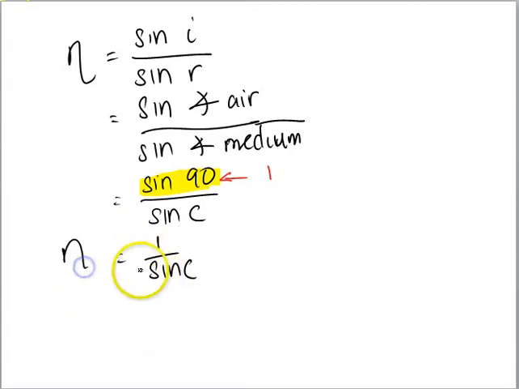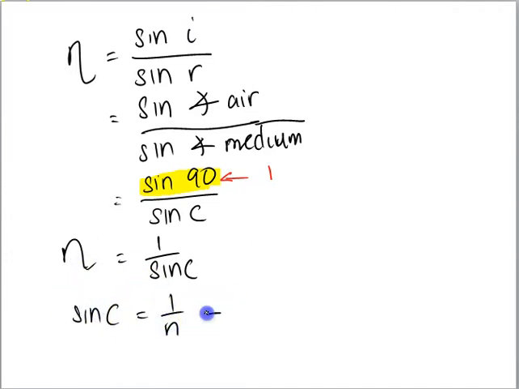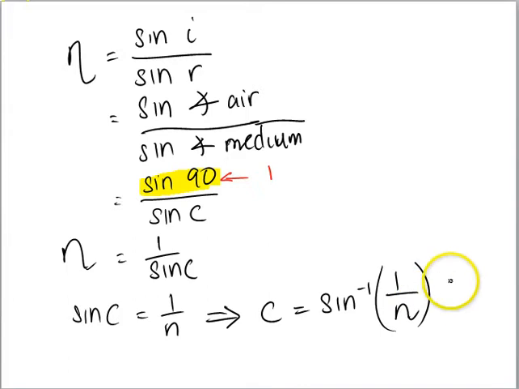Let's say n is equal to this. We realize that sine C is equal to 1 over n. And this will lead us to this formula: C is equal to arc sine of 1 over n. So this is how you can calculate your critical angle.